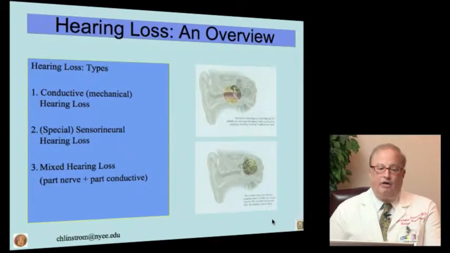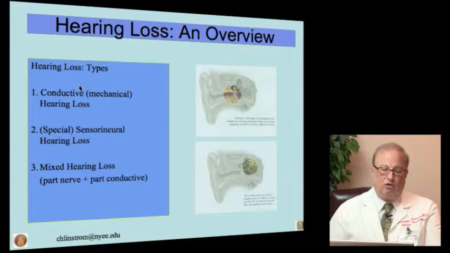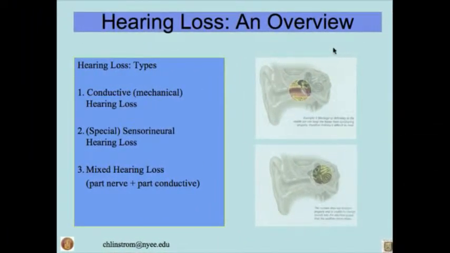We classify hearing loss according to its location. So we typically would classify it as conductive, which means mechanical. Let's look at this ear. We can put a wad of wax here, or give the ear a perforation, or have an ossicular chain discontinuity. That would cause a mechanical or conductive hearing loss.